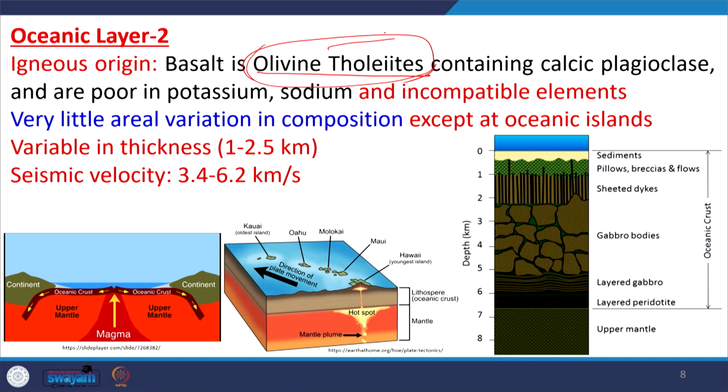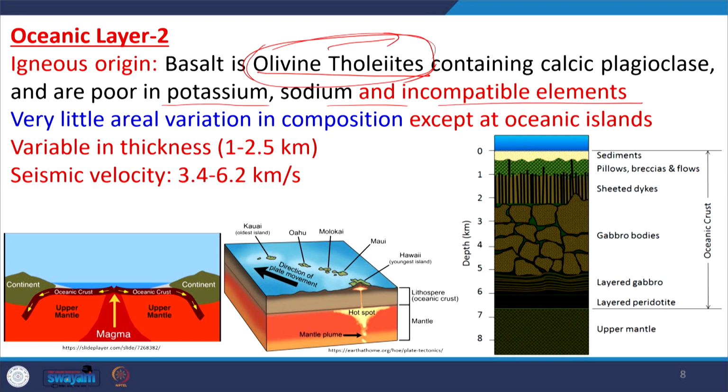This tholeiite is a kind of basalt, with a compositional variation from the normal basaltic region, and it is rich in iron and poor in aluminum. So, this tholeiitic basalt is the typical characteristic of the mid-oceanic ridge basalt, and that is poor in potassium, sodium and other incompatible elements. There is very little lateral variation in composition except at the volcanic islands. If you see here, these volcanic islands are formed by the hotspot magma, and this is the ocean ridge basalt.